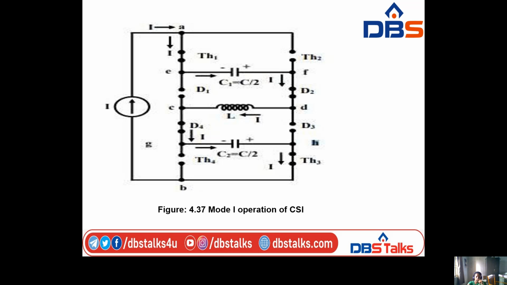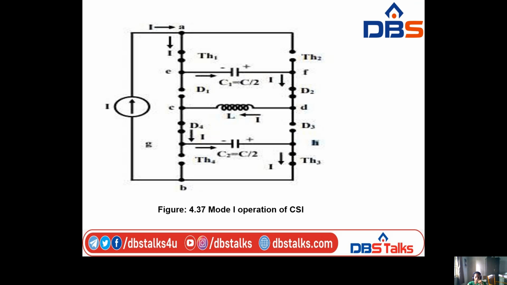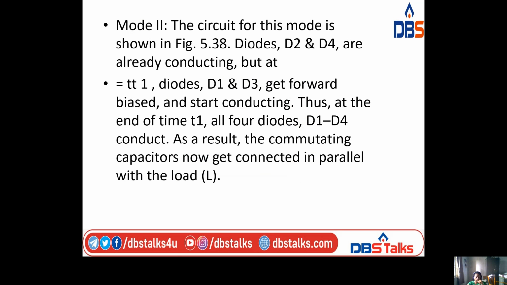So coming to mode 2 operation. From the circuit in figure 5.38, the diodes D2 and D4 are already conducting, but thyristor TH1 and diodes D1 and D3 get forward biased and start conducting. Thus, at the end of the time T1, all four diodes D1 to D4 are conducting. As a result, the commutating capacitor now gets connected in parallel with the load.